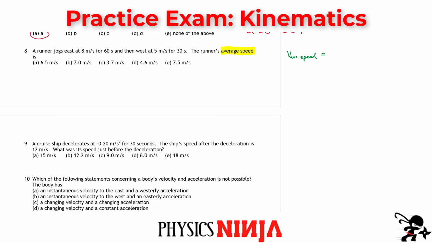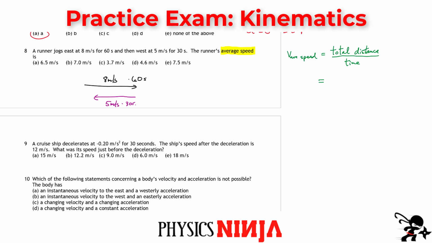The definition is total distance traveled over the total time, over the time that it takes. So what is the total distance traveled? First of all, you're going east at 8 meters per second for 60 seconds. And then you turn around and you go the other way, going west at 5 meters per second multiplied by 30 seconds to get the distance.